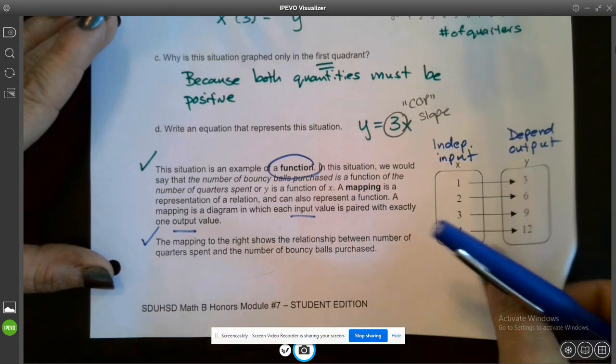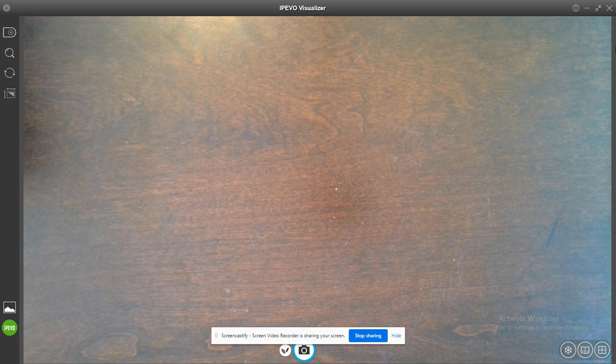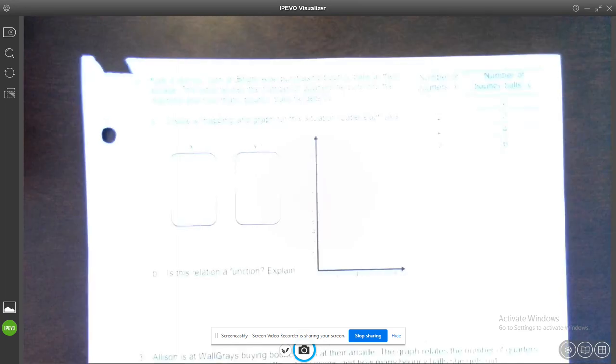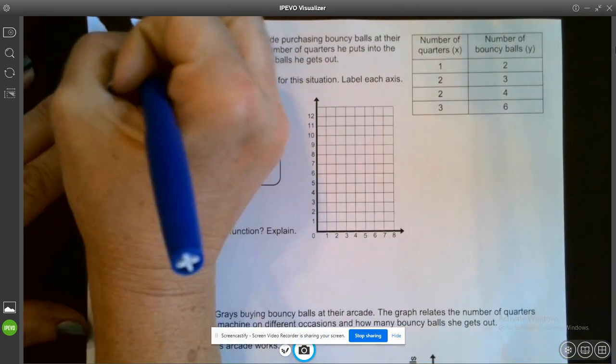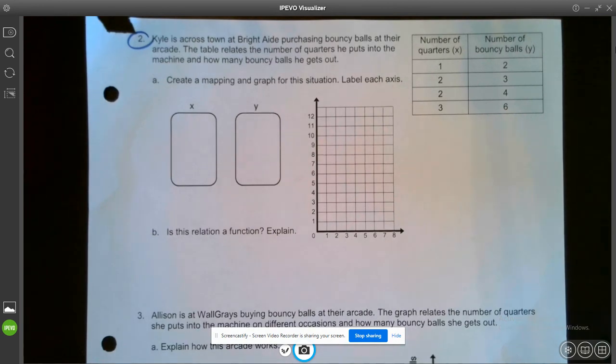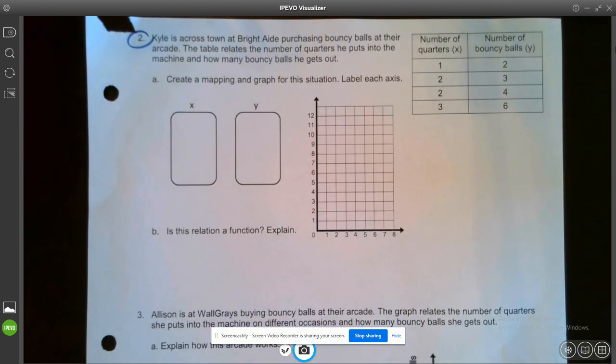All right, we're moving on to page 2. Here we go. Okay, we're going to look at another scenario. And in the second scenario, we've got Kyle. Whoops, let's make sure that that kind of focuses. Awesome. So Kyle is not hanging out with Vanessa at Walmart. Kyle is actually going to Bright Aid, and he's also going to purchase some bouncy balls at their arcade.